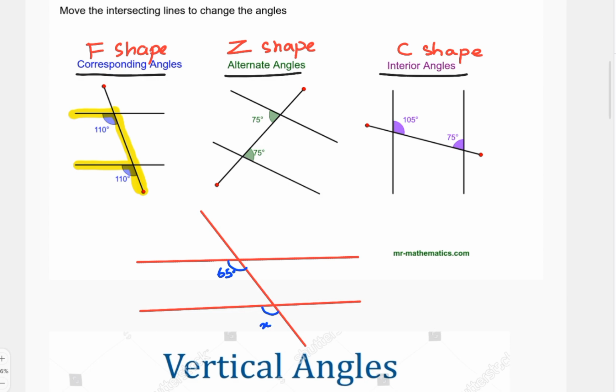Now take a careful look at what shape it is making. Doesn't it look like an F? An F that is flipped to the other side, the mirrored F. An F looks like this, and when you flip it over, it's like this. So yes, this is the F shape. F could be like this, F could be like this when we're dealing with corresponding angles. So what did we just learn? As you can see, this angle and this angle are both 110. So the F-shape angles, the corresponding angles, are always equal.